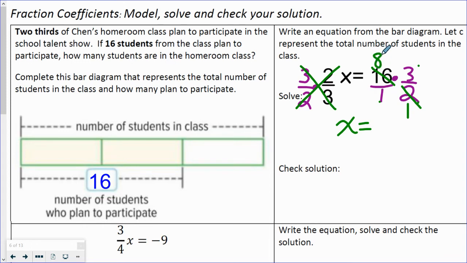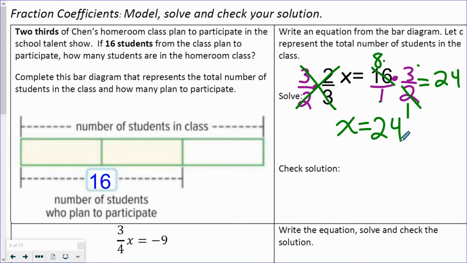So instead of having to take 48 and divide it by 2, I can easily take my 8 times my 3, which gives me 24. So we are saying that our x equals 24. Remember, you have to show, are you multiplying or dividing? And you need to show what you are doing to both sides of the equal sign, then your solution.